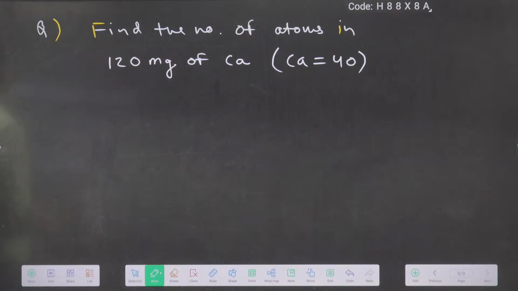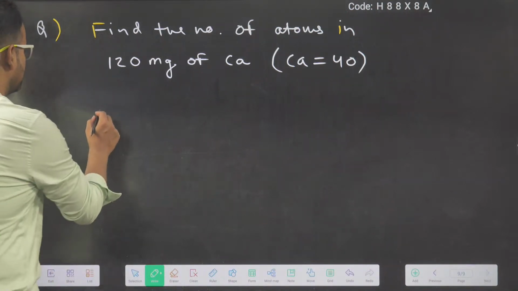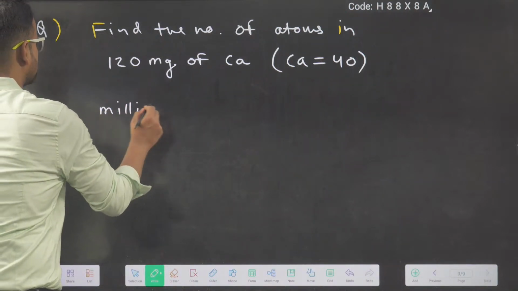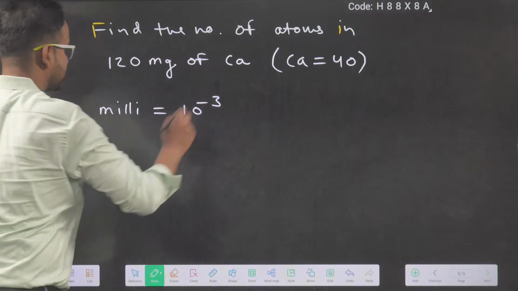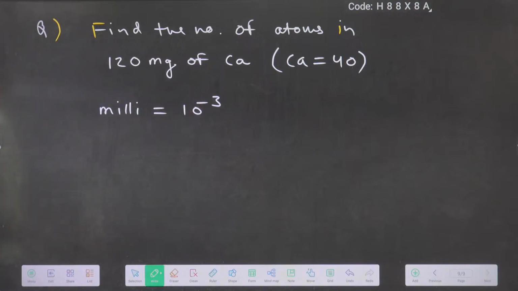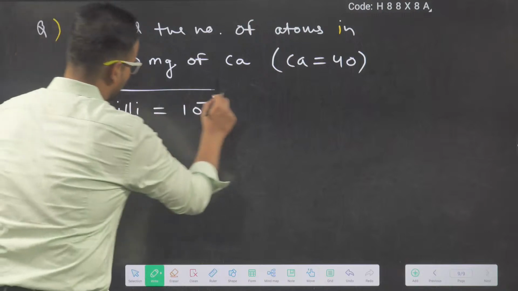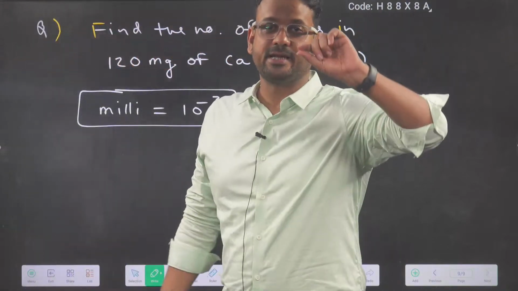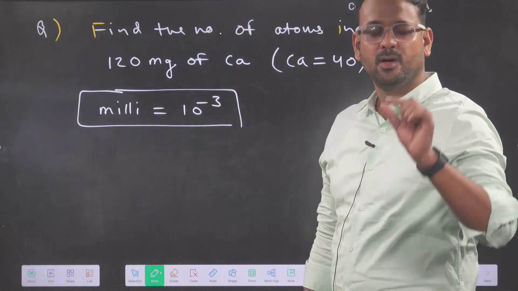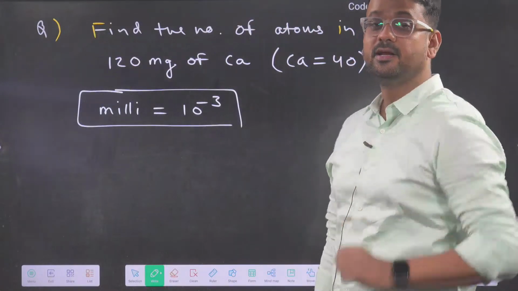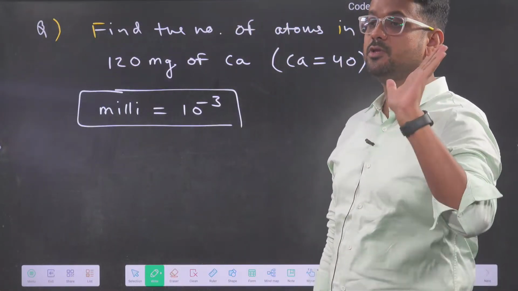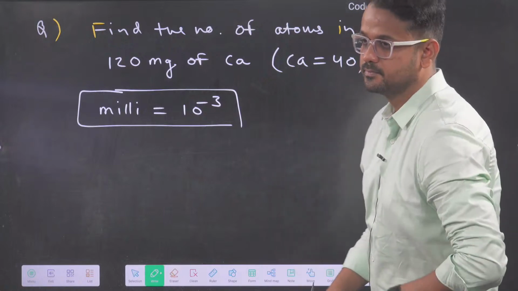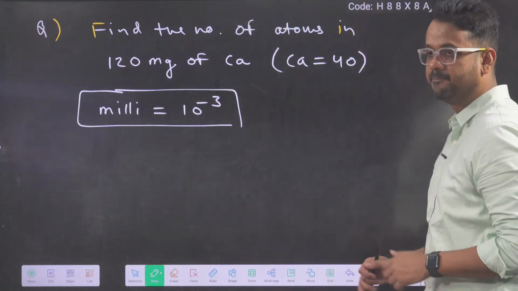You know what is milligram? Milli stands for 10 to the power minus 3. So millimeter is 10 to the power minus 3 meter. Milliliter is 10 to the power minus 3 liter. Milligram is 10 to the power minus 3 gram.